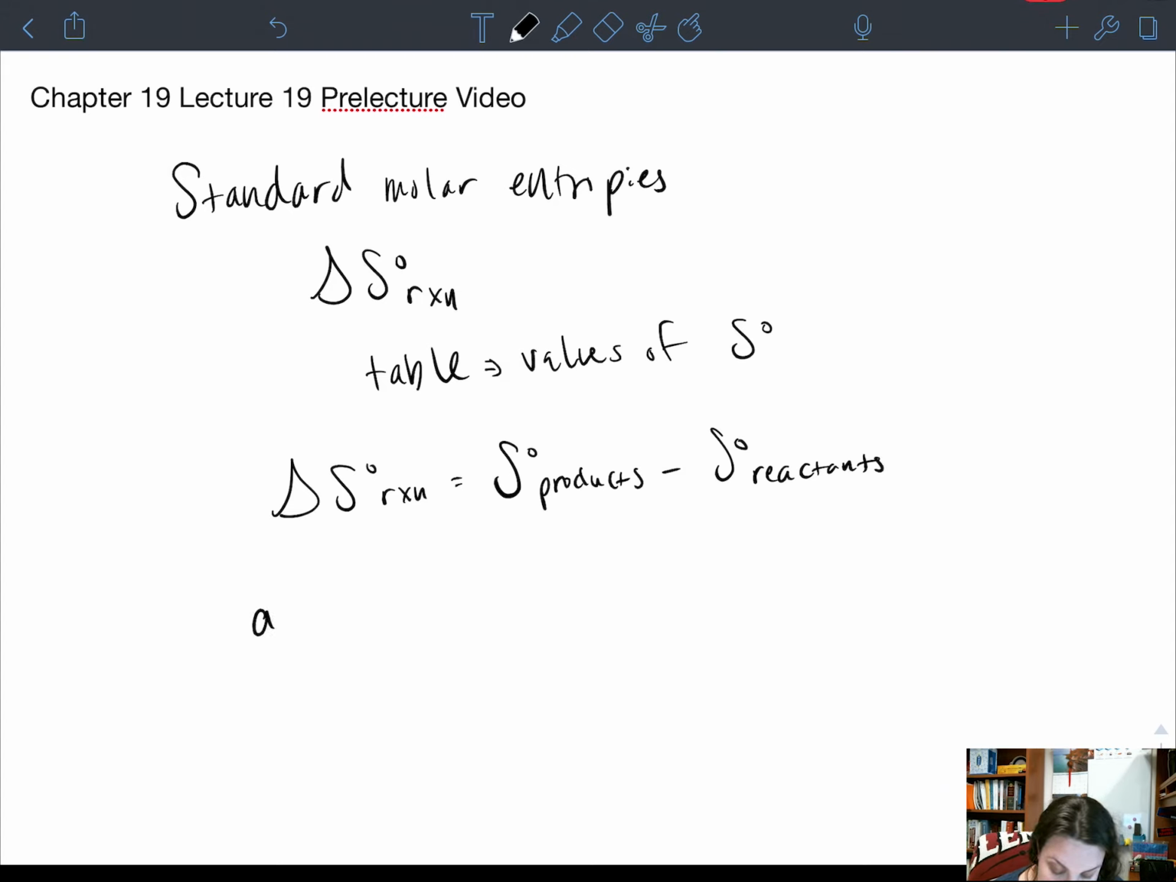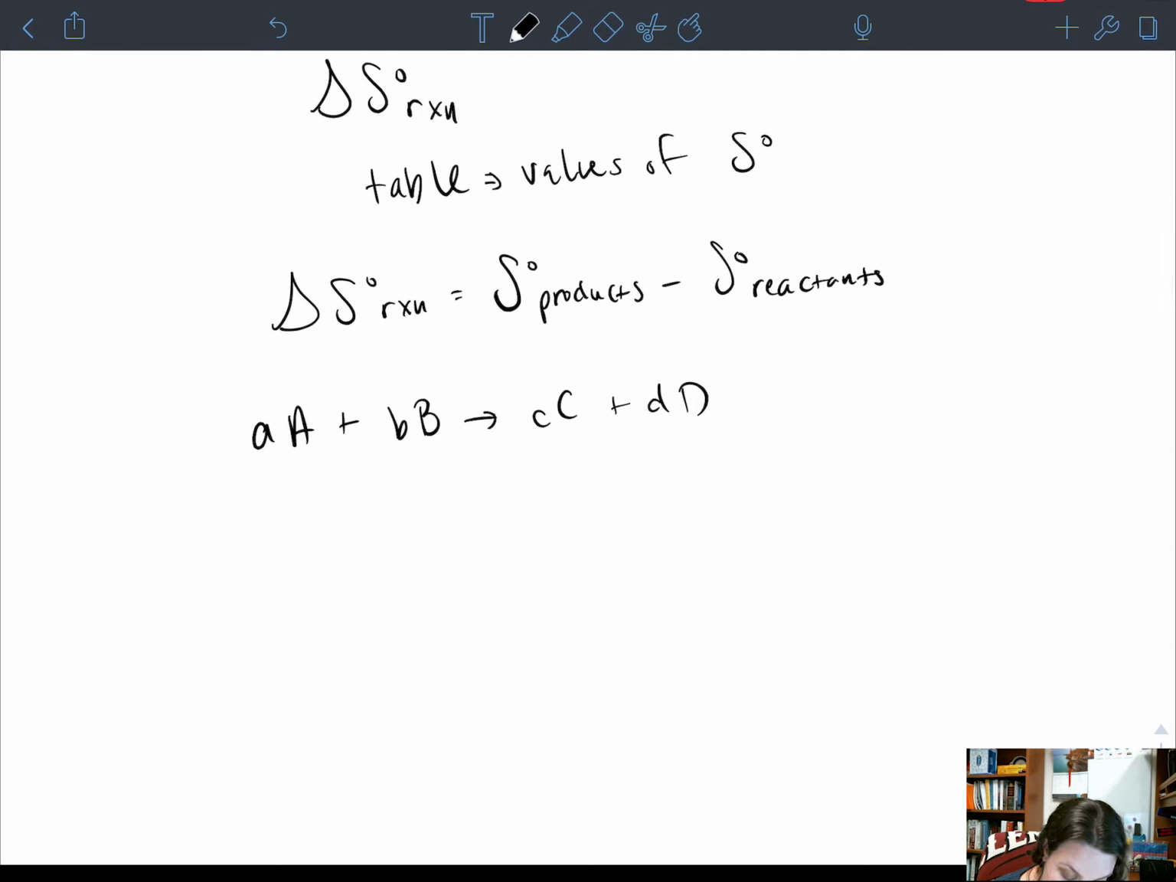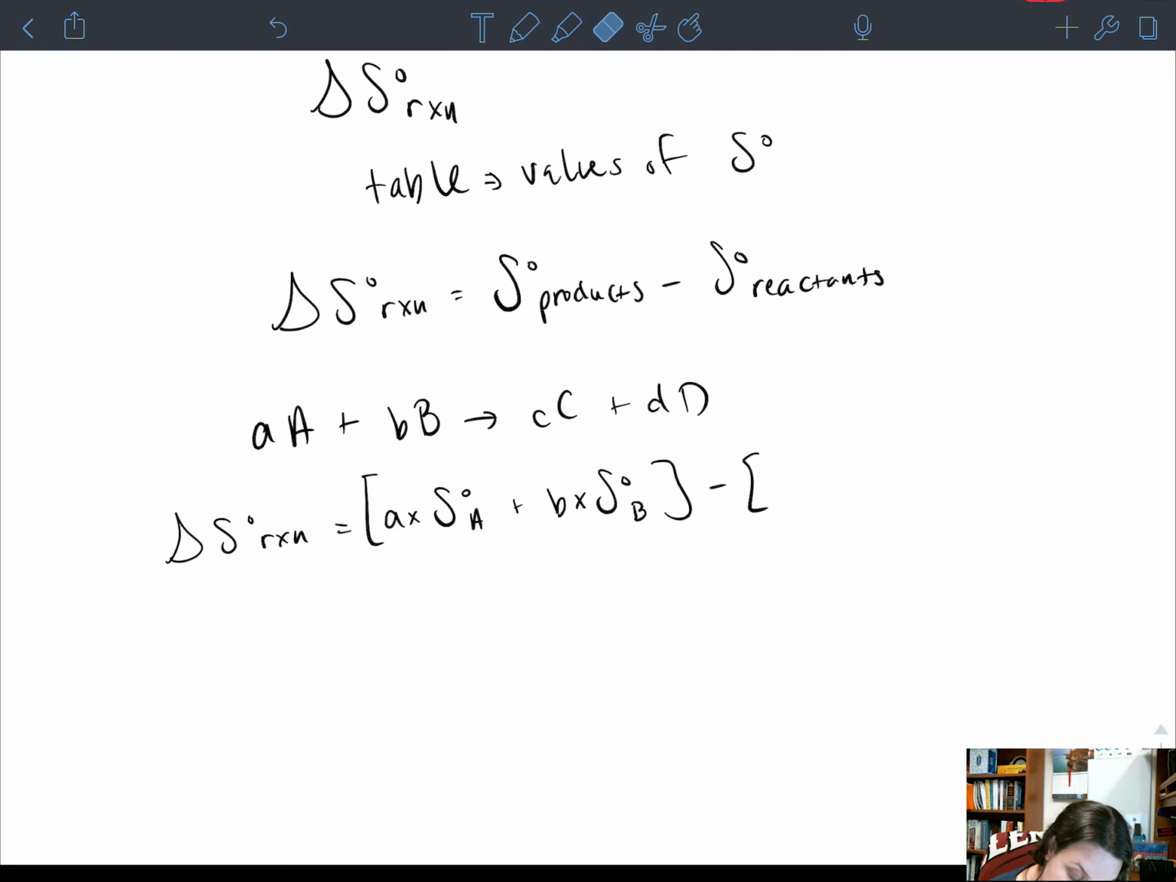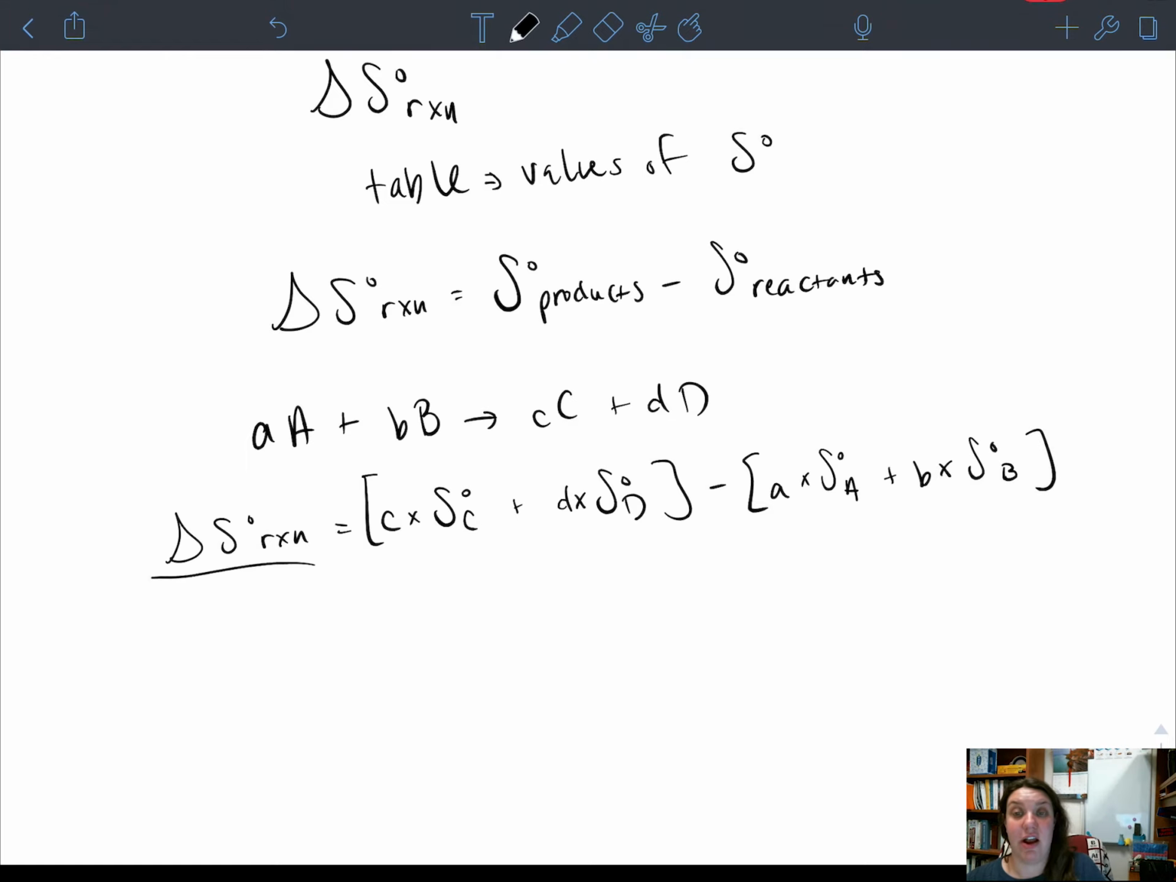So if we have the reaction aA plus bB goes to cC plus dD, our delta S naught of reaction would be equal to c times S naught of C plus d times S naught of D, minus, and now we have our reactants, a times the molar entropy of A plus b times the molar entropy of B. And from here we can solve for our delta S naught of our reaction.